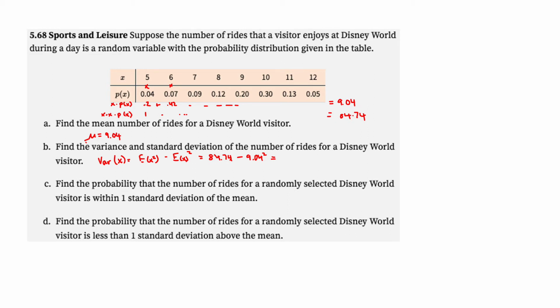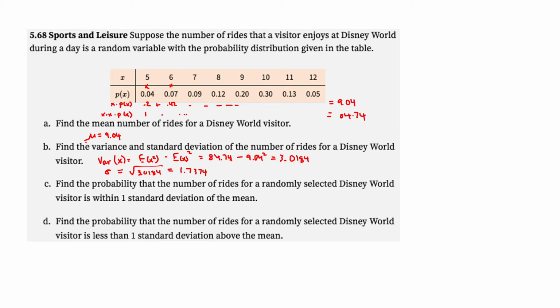And we can get our value of 3.0184. If we square root that, we can get our standard deviation, which is equal to 1.7374. Okay, now it asks us a question that we haven't seen yet. It says to find the probability that the number of rides for a randomly selected Disney World visitor is within 1 standard deviation of the mean.